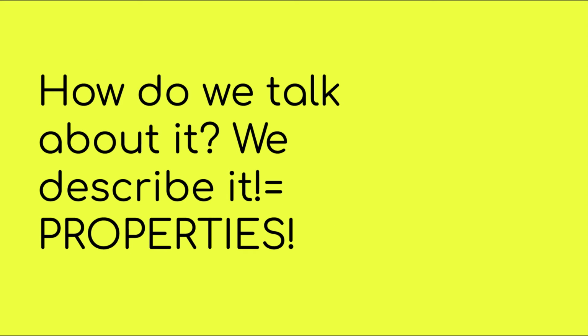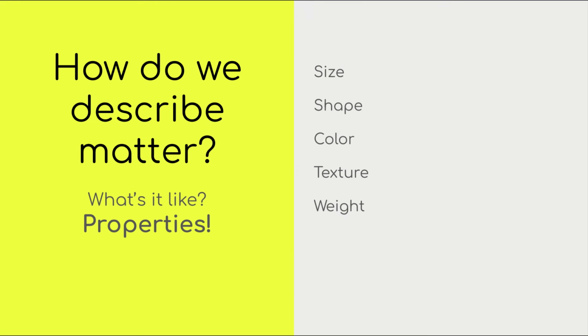Now, how do we talk about it? Well, we talk about it by describing it. Okay, you can describe those things that you're moving around or standing on or sitting on or you can feel. And when we describe it, that's called a property. A property. Property means what it's like. Okay, so we might describe its shape, its color, its texture, its weight.